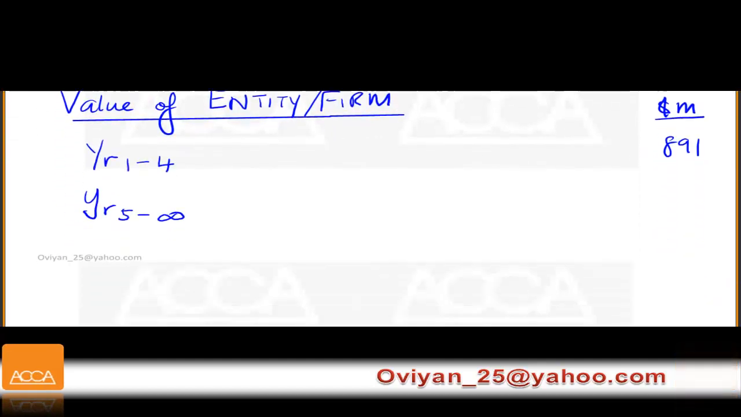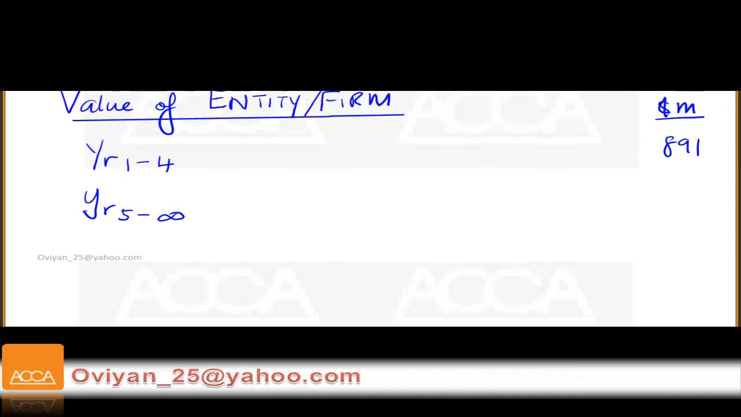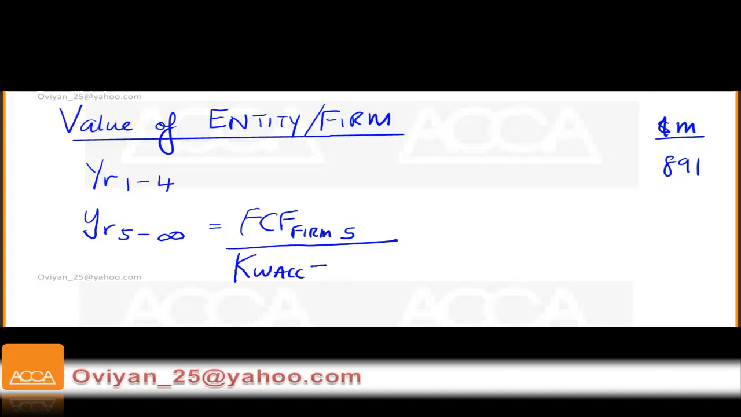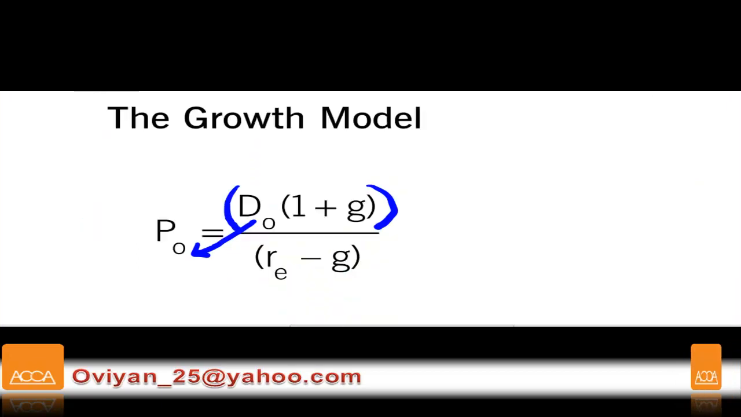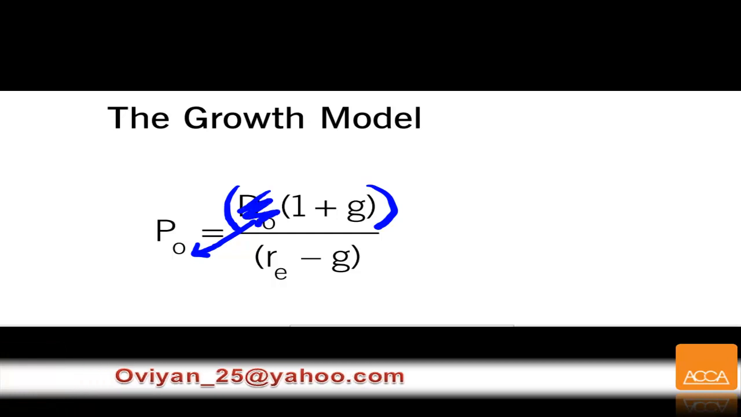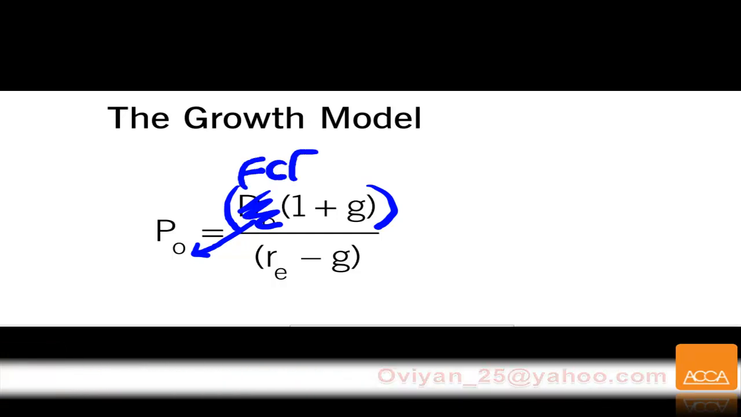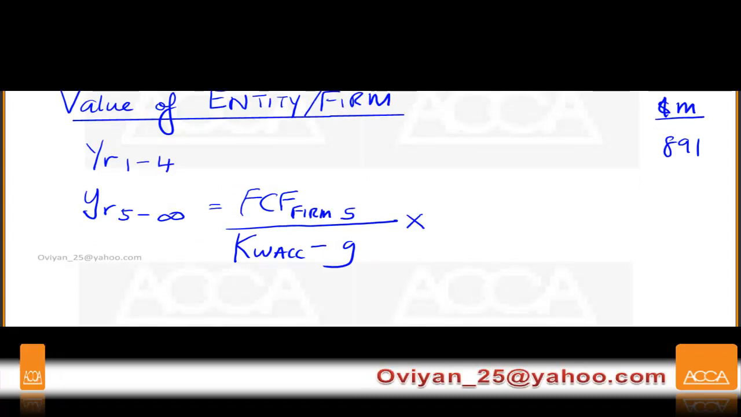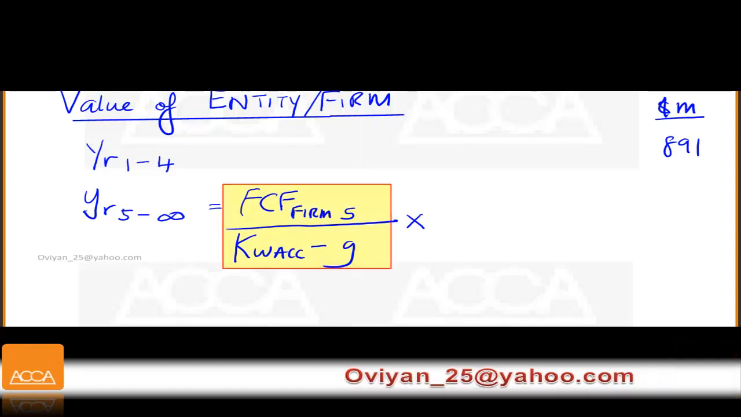This is financial mathematics, so let me write this here. This is going to be equal to free cash flow to the firm year 5 into (WACC minus g). Same formula as per the dividend valuation perpetuity model. It's just that the dividend we change to free cash flow. Back to here. But remember, this is going to be a value at year 4.